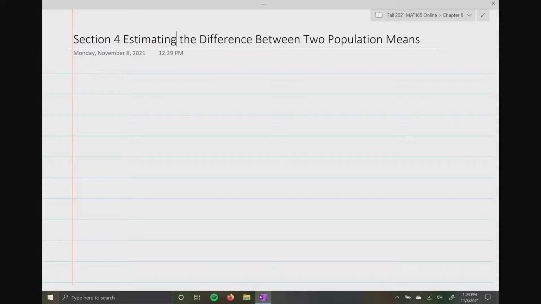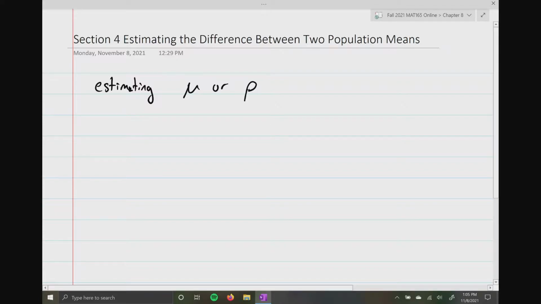Hello, everybody. So we're going to talk about Section 4 in Chapter 8, which is estimating the difference between two population means. Now, the idea behind this section directly stems from what we've already learned about confidence intervals. With sections 1, 2, and 3, we were specifically talking about estimating the population parameter mu, or the population proportion P.